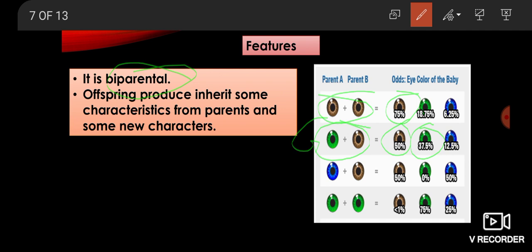I want you to be able to recognize this very important feature of sexual reproduction: the characteristics of the offspring or young ones either come from both parents, or the new characters formed are a mix of both. Getting it, dear students? For example, color of hair also. If one parent has black hair and another parent has brown hair, at that time also the difference can be shown.